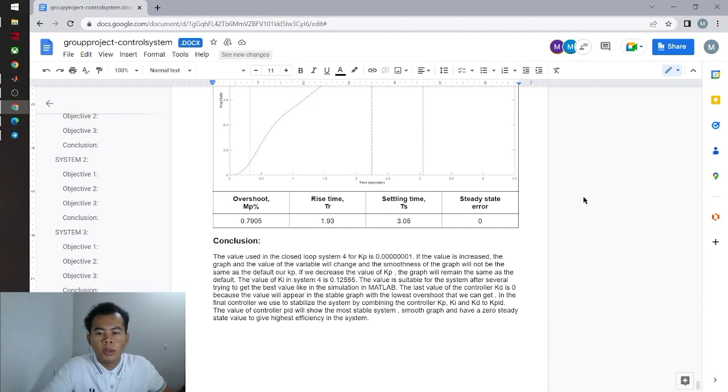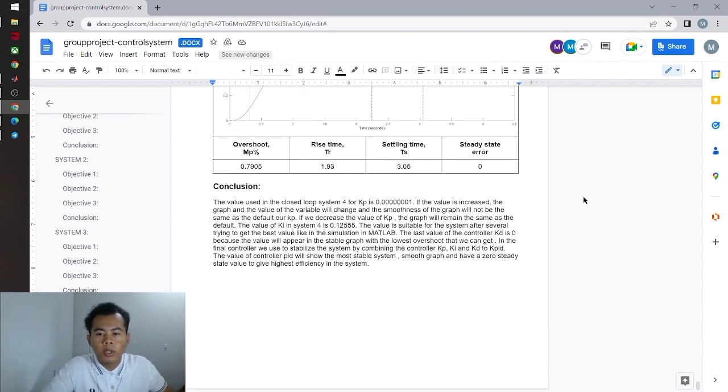In the final controller, we stabilize the system by combining the controllers KP, KI, and KD to become a PID. The PID controller values will show the most stable system, a smooth graph, and a 0 steady state value to give the highest efficiency in the system.